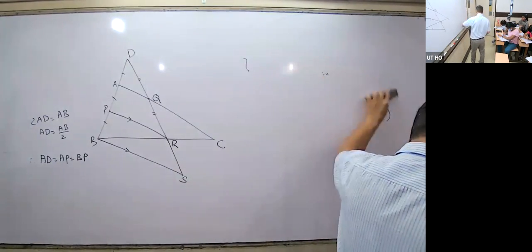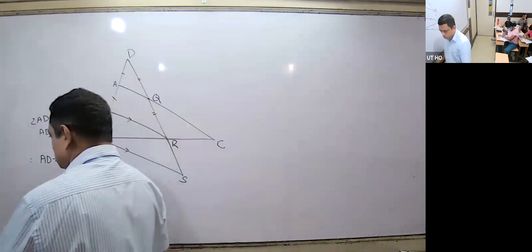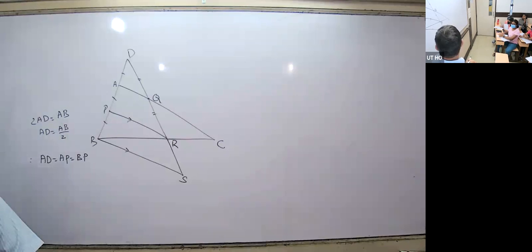You're welcome. Alright, next: Q is the midpoint of PR and PR is parallel to BS. Prove that AQ is parallel to BS. Anyone? And DS is what with PR?